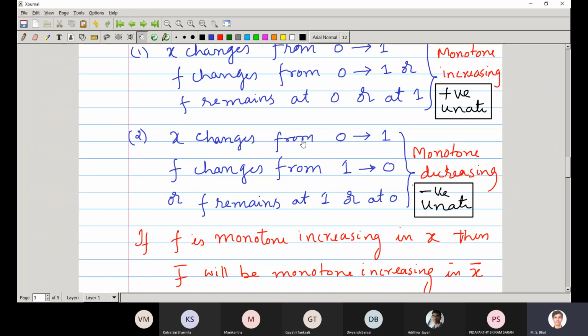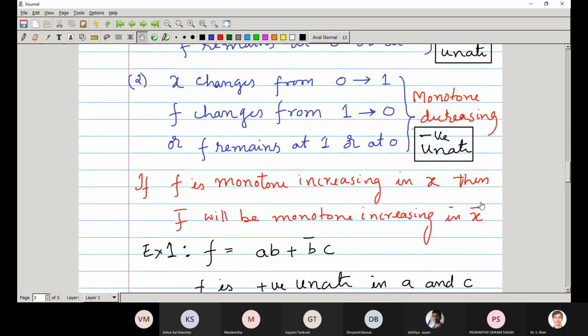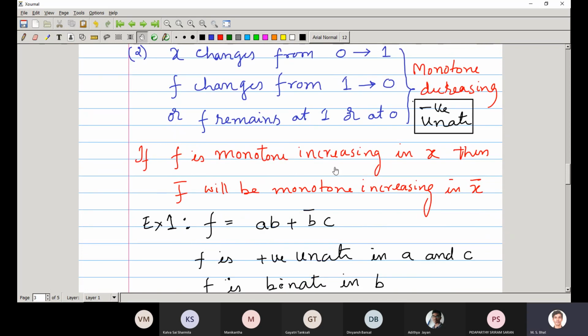If X changes from 0 to 1, then if F changes from 1 to 0, or if F remains at 1 or at 0, then it is called a monotonically decreasing function. So this is also referred to as negative unate. The first one is referred to as positive unate, and this is referred to as negative unate. So if F is monotone increasing in X, then F bar will be monotone increasing in X bar.